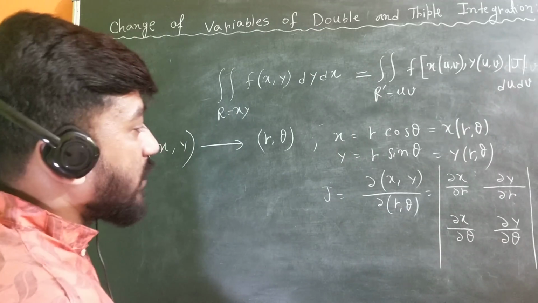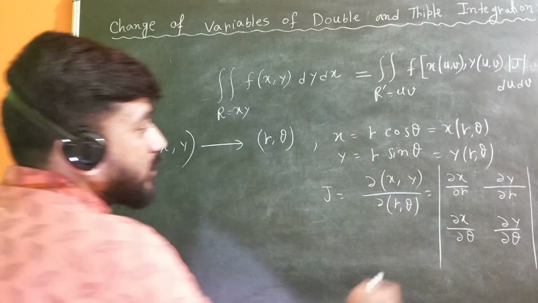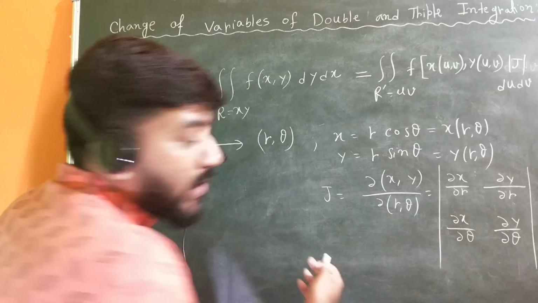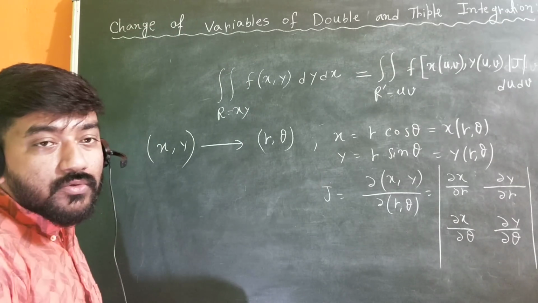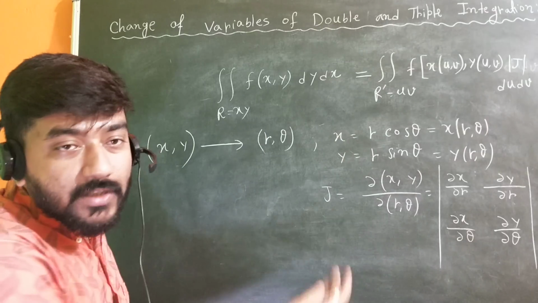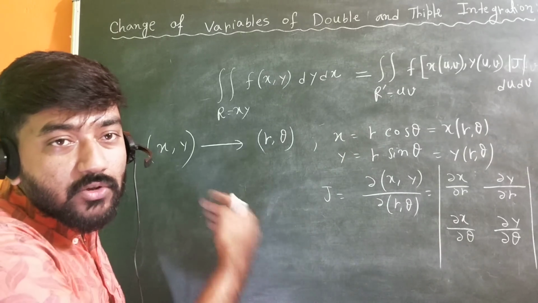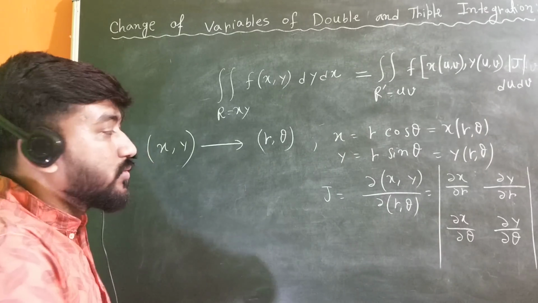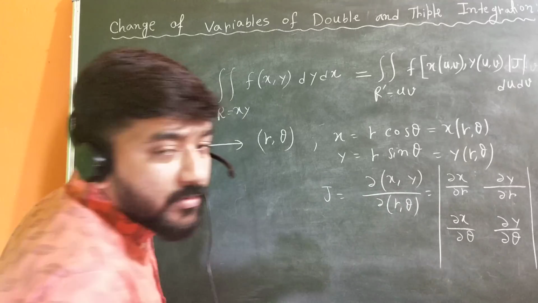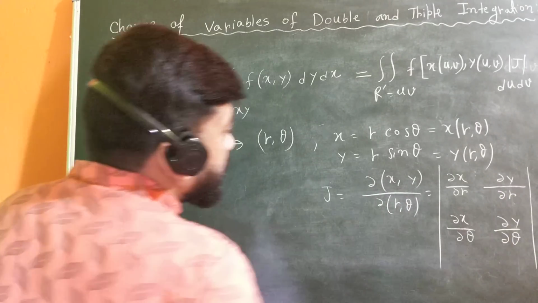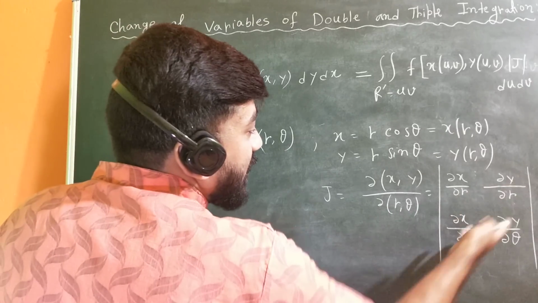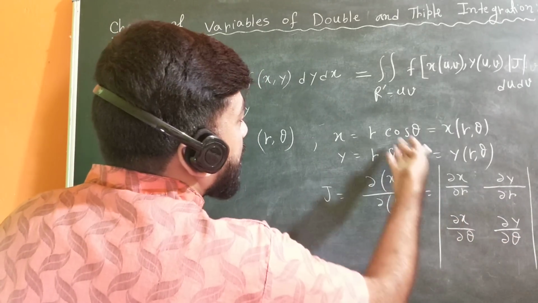Now you have to calculate the Jacobian from here. Though I have calculated the Jacobian previously also when I taught you the topic of Jacobian. There were 2 videos on Jacobian, part 1 and part 2. So please see them if you don't know about the Jacobian, and if you know, then it's very easy for you. That is del x del r, del y del r, and del x del theta, del y del theta. You have to calculate from here.